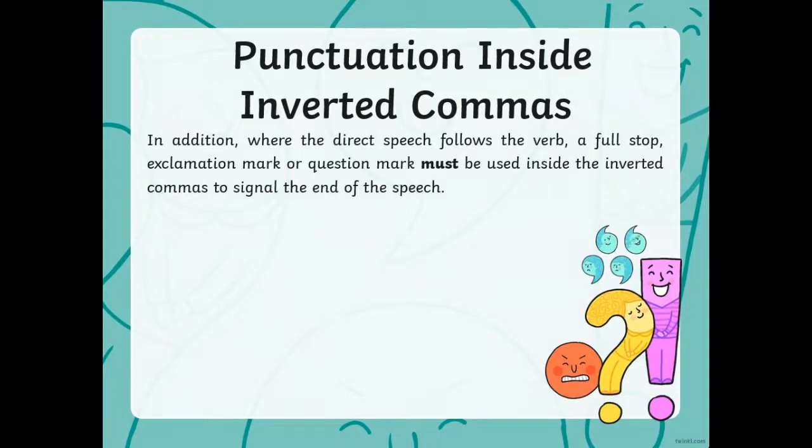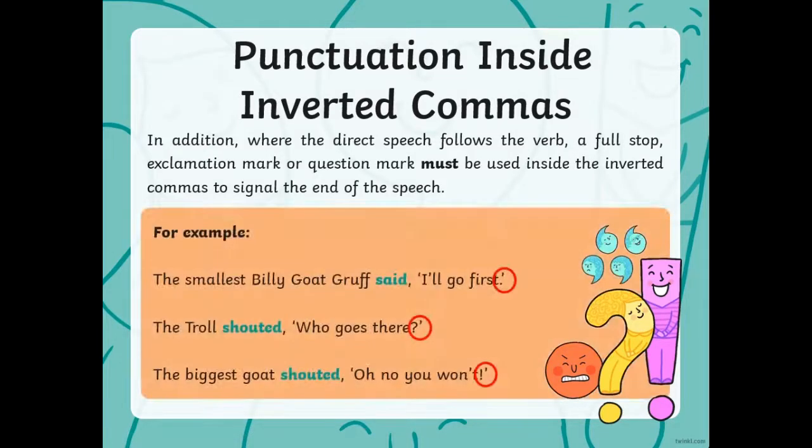Let's have a look here. So punctuation inside inverted commas. Where direct speech follows the verb, a full stop, exclamation mark, or question mark must be used inside the inverted comma. Again, same thing here. I've got who is saying it, and obviously how they said it. I've got my different verbs here of how they are saying it. And I've got my comma, and at the end I've either got full stop, question mark, or exclamation mark.